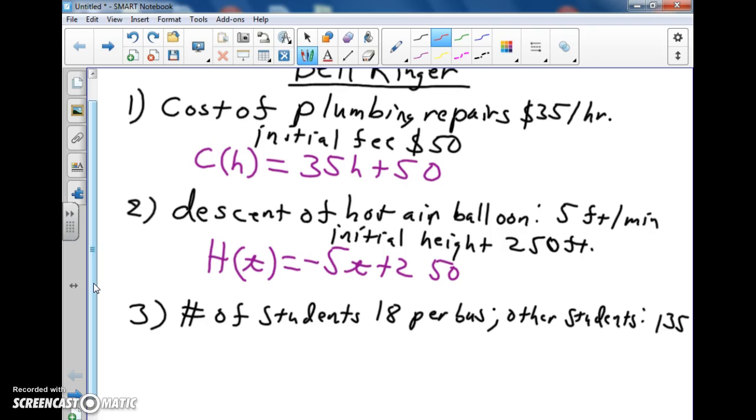So what's in my book? The number of students is 18 per bus, and the other students are 135. Here's what they want you to write down. Once again, it's not a very good problem. The students per bus, how many per bus? 18 per bus, and then plus 135. But that's not a very good problem. I didn't like that one. It's kind of confusing. These are all kind of basic, once again leading into what we're talking about today. Okay, so everybody good. All right, so on we go.